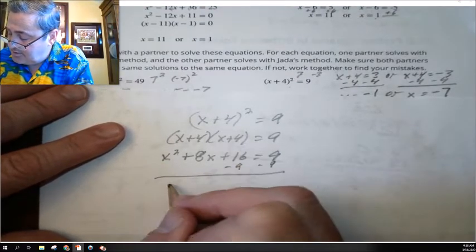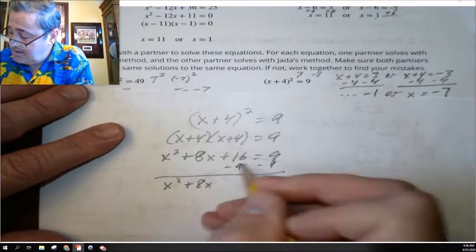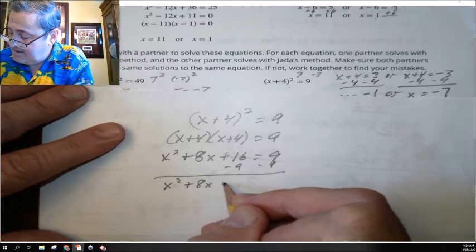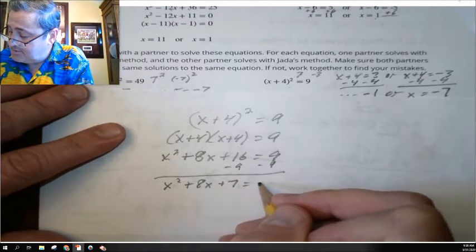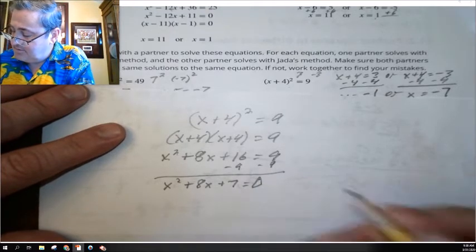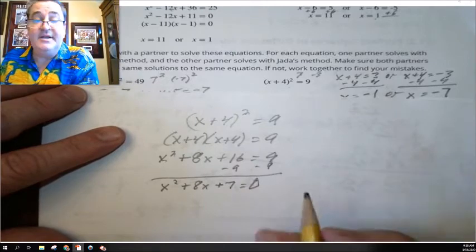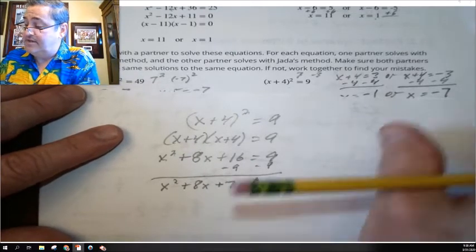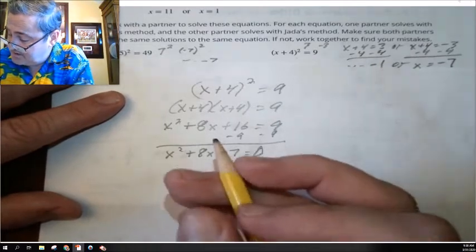So our new equation is x squared plus 8x, and then 16 minus 9 is plus 7, equals 0. So we have it equal to 0. So now we need to break this out into 2 binomials. All right, so we can use the 0 product property there.